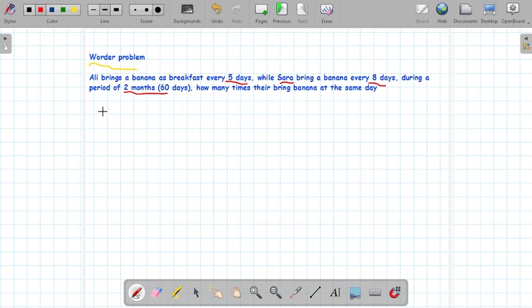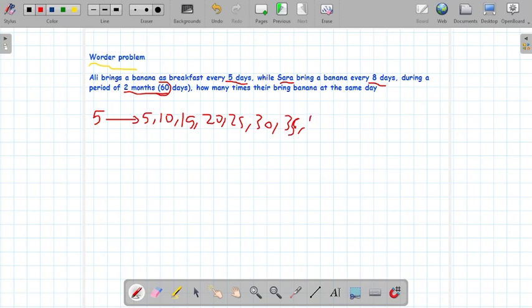So Ali brings the banana every 5 days. It means that he will bring it after 5 days, and he will bring the banana after 10 days. So it's an idea of multiples. You got the idea? So you try to find the multiples of 5 up to 60, because this is the number of days. 2 months represent 30, 30, so it's 60. So you continue doing this up to 60, not beyond that.